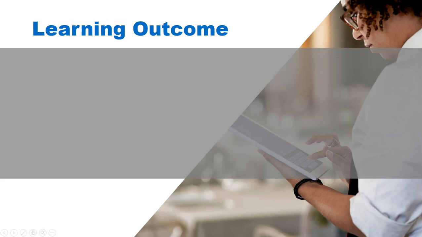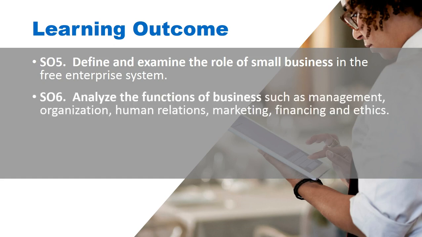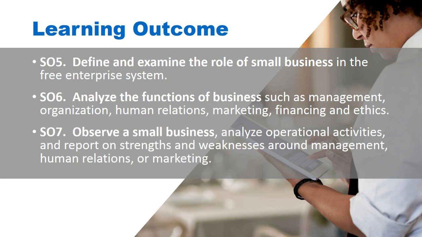By successfully completing this project, you will be able to meet the following learning outcomes for the course. Define and examine the role of small business and the free enterprise system. Analyze the functions of business, such as management, organization, human relations, marketing, financing, and ethics. Observe a small business. Analyze operational activities and report on strengths and weaknesses around management, human relations, or marketing. This particular project will focus mostly on the management of an operational activity called customer service, as well as be able to observe marketing principles.